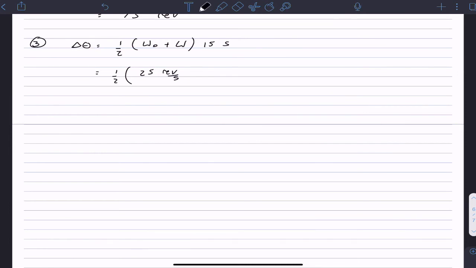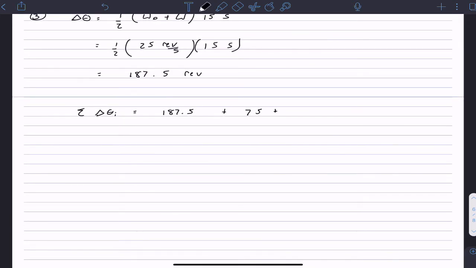So what does that give us? That gives us 25 revolutions per second times 15 seconds, divided by 2, which is going to equal 187.5 revolutions. So if we add the sum of each angular displacement, we have 187.5 plus 75 plus 42.5. And that's going to equal 305 revolutions total.